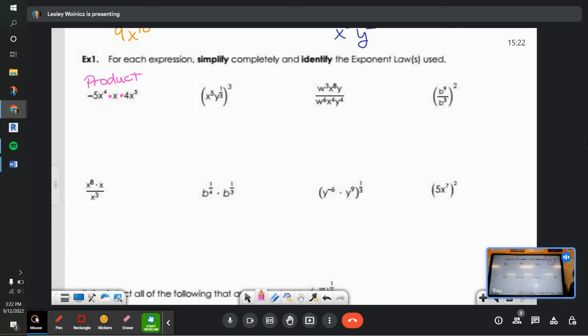Okay, so when I'm doing the product rule, I get to multiply my coefficients. -5 times 4 gives me -20. I keep the base. What do I do to the powers? Add them. So just be really careful because I'm trying to trick you into forgetting this one. What's the hidden power there? So 4 and 1 and 5 is 10.